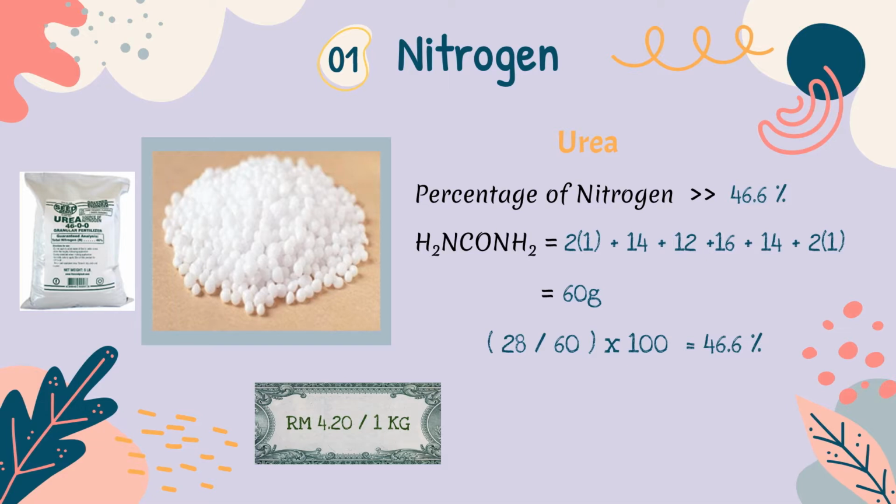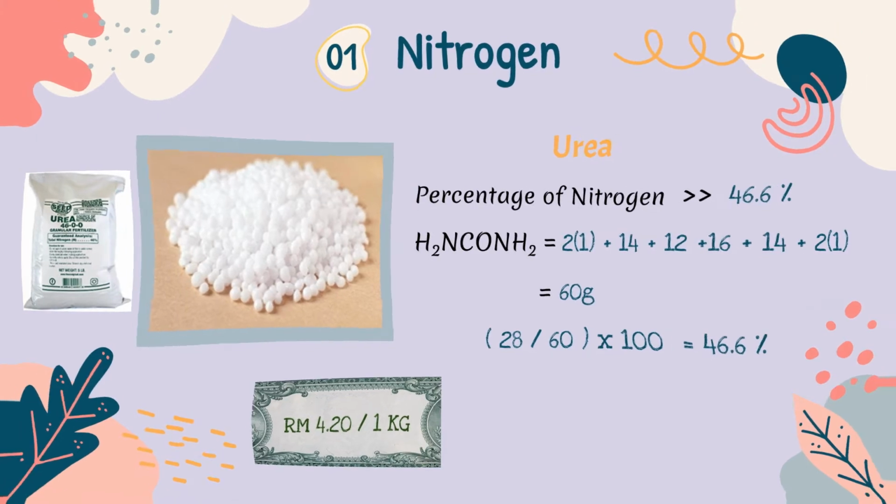How to calculate the percentage of nitrogen in fertilizer? First of all, we need to know their molar mass first. So, the molar mass for urea is 60 gram. After that, we need to divide the total mass of nitrogen by the molar mass and times the total by 100. As stated, we know that the mass of nitrogen in urea is 28 gram, so we must divide 28 by 60 and times the total by 100. And the percentage of nitrogen that we found in urea is 46.6%. The cost that we need for urea fertilizer is RM4.20 per 1 kilogram.